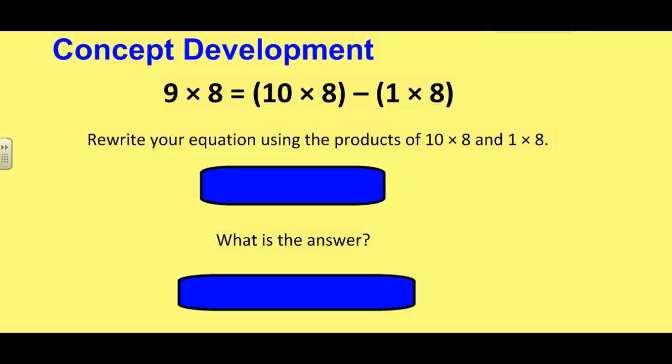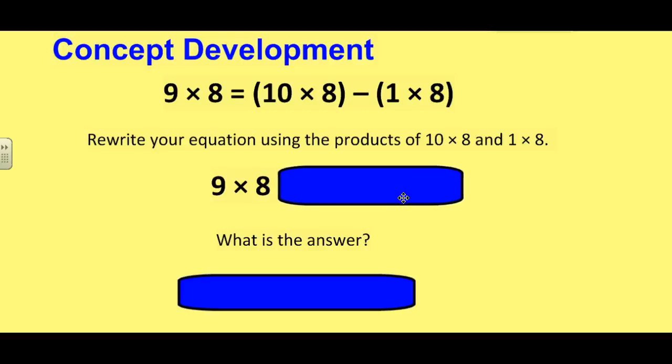Okay, so we're going to rewrite that equation using the products of 10 times 8 and 1 times 8. So you're going to keep the 9 times 8, but this time instead of it equaling 10 times 8 minus 1 times 8, I want to know what is the product of 10 times 8, and I want to know what is the product of 1 times 8. So the first thing you're going to put on your board is going to be this, because we're going to keep that. Because we're still working with our 9 times 8 fact, we're just using our tens to help us solve it. So on your board, solve 10 times 8 and solve 1 times 8, and write that in your equation right here next to 9 times 8. Push pause to do that.